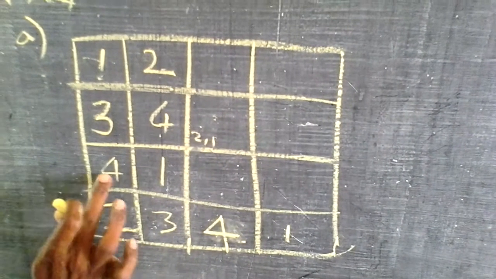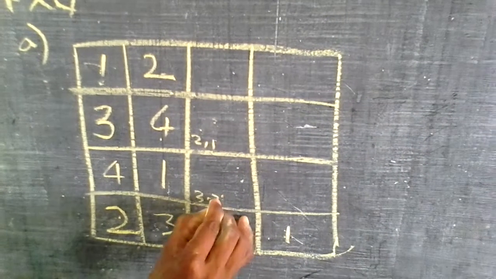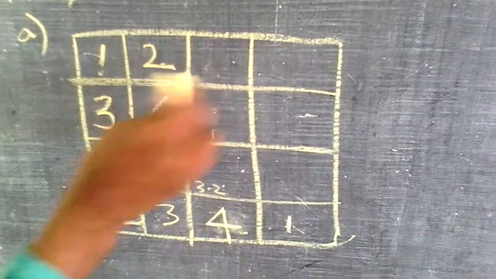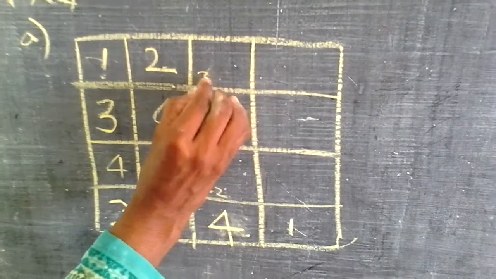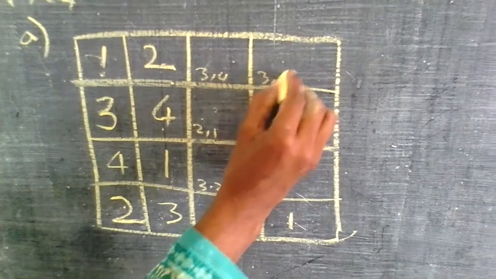And here 4 and 1 is there. Which number has to come here? Here it may be 3 or 2. And what is the missing number here? In this place 1, 2 is here. So 3, 4 may come. Similarly at this place 3, 4 may come.